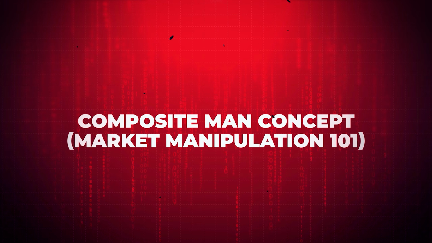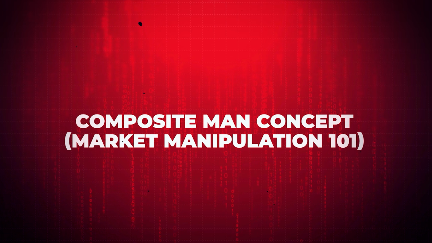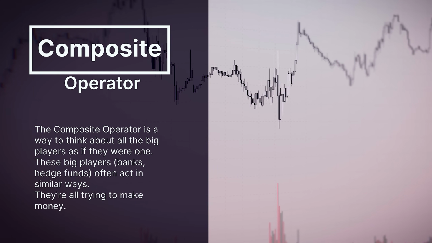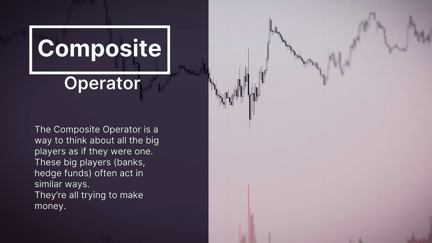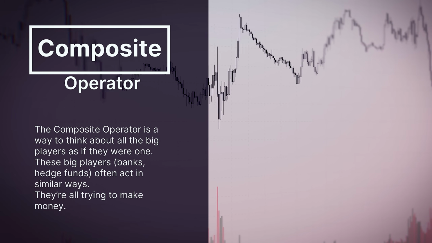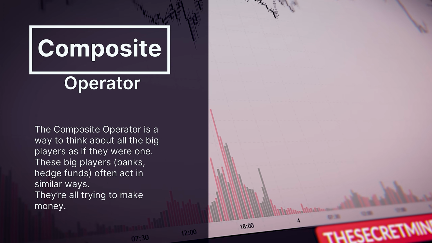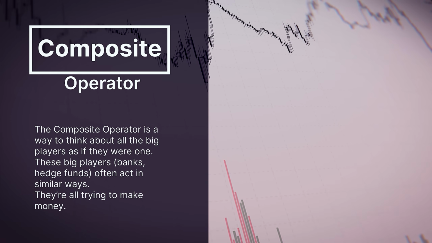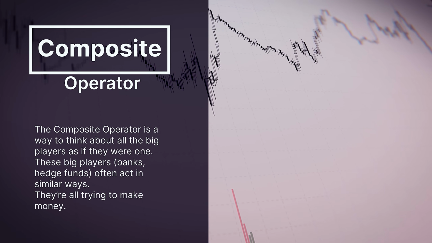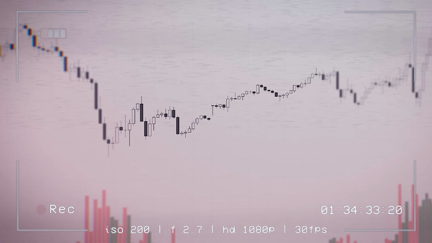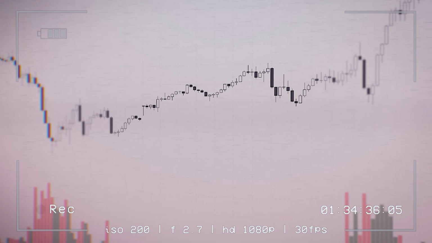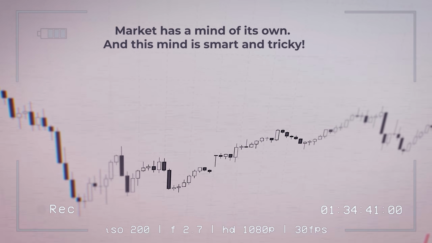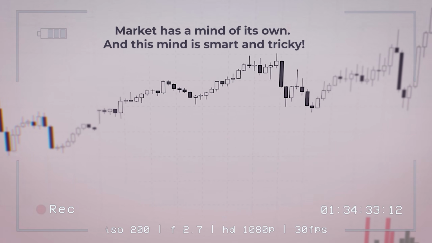Wyckoff talked about the composite operator in his books. This isn't one person. It's a way to think about all the big players as if they were one. These big players include banks, hedge funds, and other pros, and they often act in similar ways. They're all trying to make money, and they have more info and power than regular traders. The composite man isn't real. It's a tool to help us understand the market. It's like pretending the market has a mind of its own, and this mind is smart and sometimes tricky.